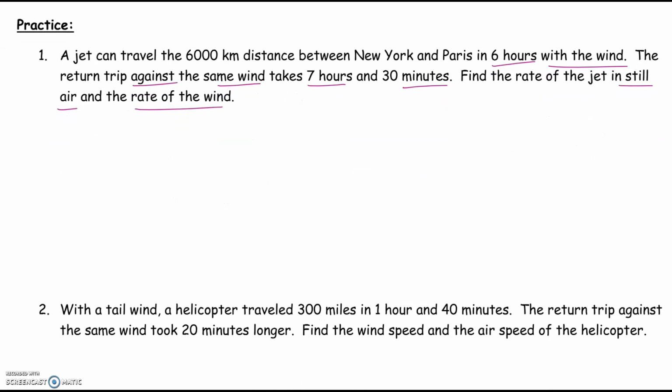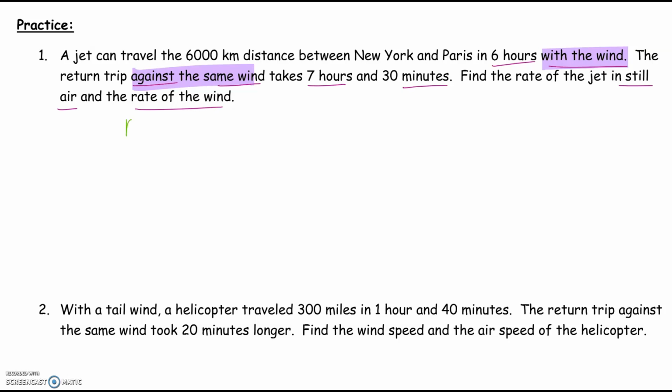Practice. A jet can travel the 6,000 kilometer distance between New York and Paris in 6 hours with the wind. The return trip against that wind takes 7 hours and 30 minutes. Find the rate of the jet in still air and the rate of the wind.